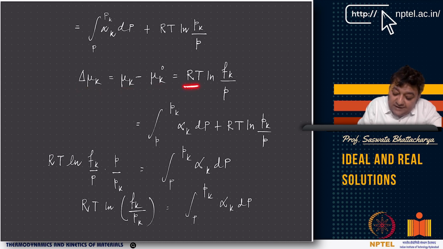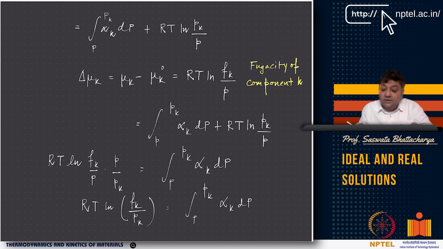which we can write as RT ln Fk by P, where Fk is the fugacity. We call it the fugacity of component K. Okay, so this is called the fugacity of component K.